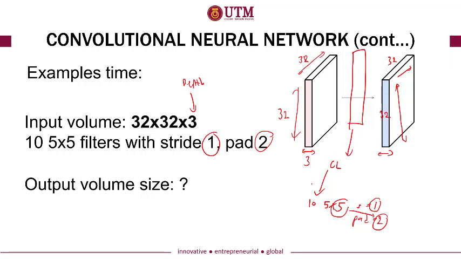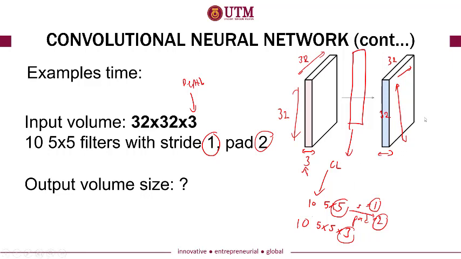but here you have 10 filters. What is meant here is that you have a set of 10 filters, each of which is 5 times 5 times 3. By default the filter depth follows the depth of the input, so that's why it should be 5 times 5 times 3.